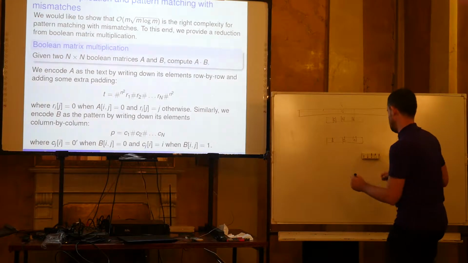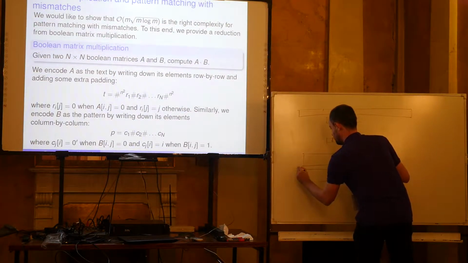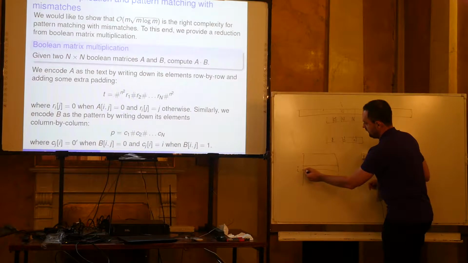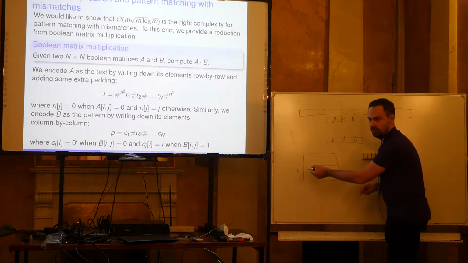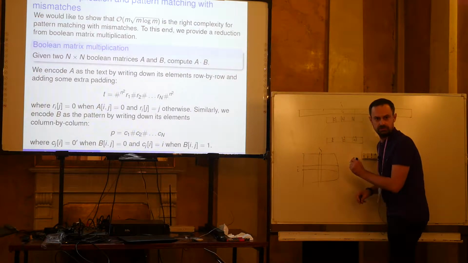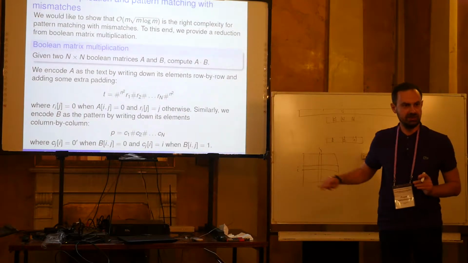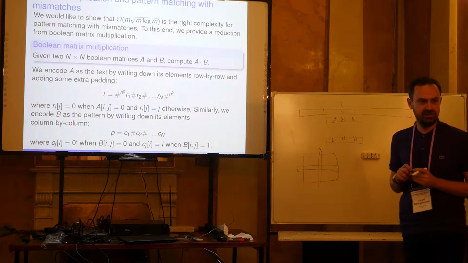Okay, so again, I should draw something. I have my row, it's the ith row in A. I look at its elements. If it's 0, I output 0. If it's 1, I output the column number. Okay? And for each row, I do the same. For each row of A. And that's how I construct my text T.